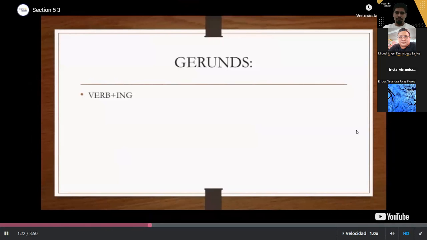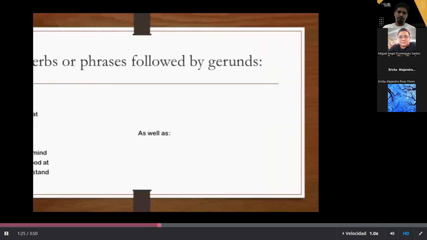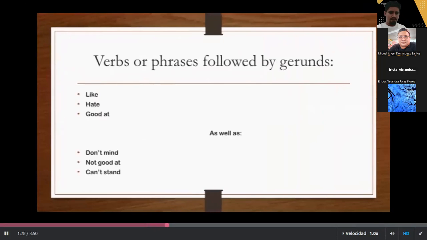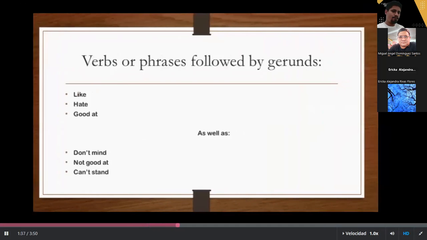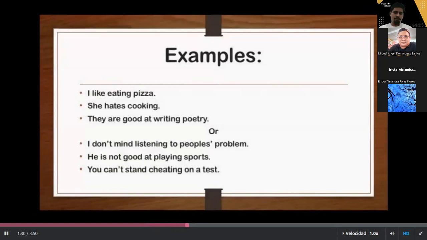Let's talk about gerunds. Remember, a gerund is a verb plus ing. Today we will make reference to verbs or phrases that are followed by a gerund, like, hate, good at, as well as don't mind, not good at, can't stand. So feel free to say, I like eating pizza. She hates cooking. They're good at writing poetry. Or, I don't mind listening to people's problems. He's not good at playing sports. You can't stand cheating on a test. If you notice, you may change the subject. Just make sure you conjugate the verbs properly.